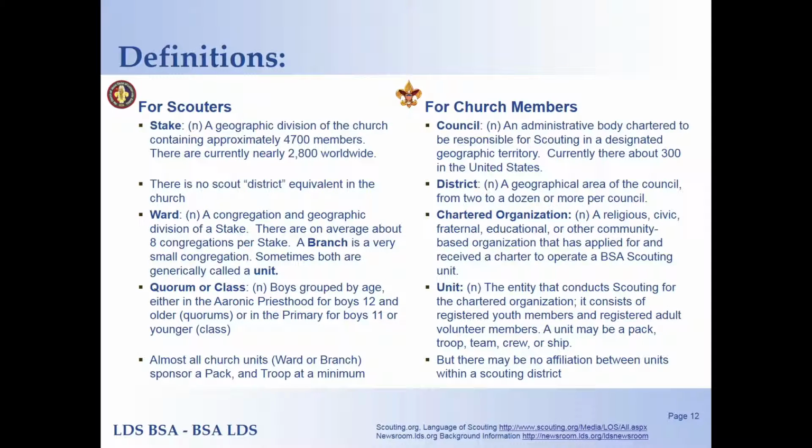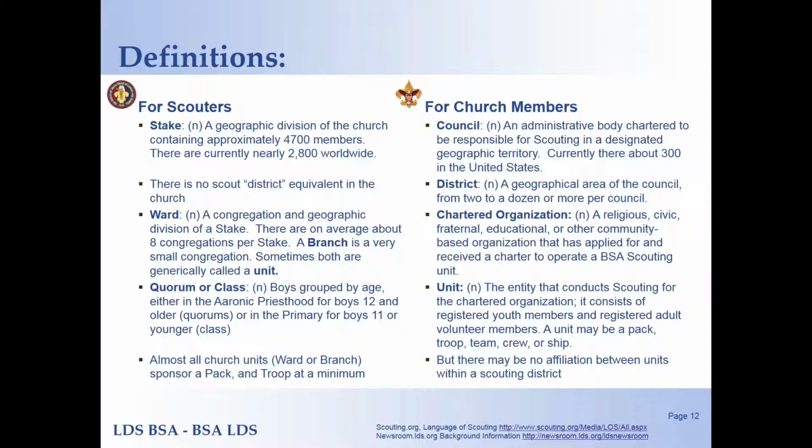Starting definitions. For Scouters, a stake is a geographic division of the church containing approximately 5,000 members. There are about 3,000 stakes worldwide. In Scouting, there's a concept called a district, but in the church there is not a district equivalent. Each stake is composed of wards, which is a congregation, a geographic division of the stake. On average, there are about 8 congregations per stake. A branch is a very small congregation. Sometimes both are generically called units.